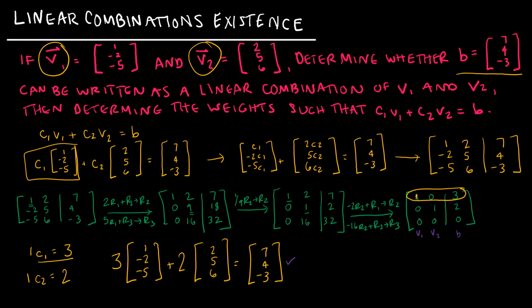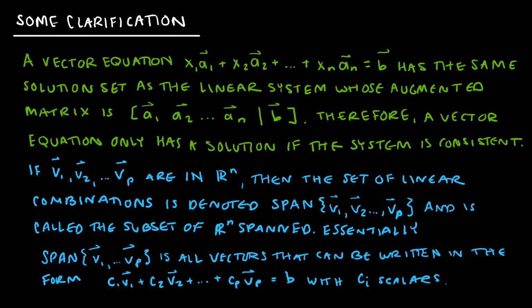So again, we've answered this question. We had to do a little bit more work because we couldn't draw a picture, but we were able to answer that question and find the weights of 3 and 2. So just to drive that point home, or maybe beat a dead horse, just to clarify, a vector equation, which is our vectors multiplied by some scalars, the sum of all of those vectors multiplied by their scalars, has the same solution set as a linear system whose augmented matrix is A1, A2, A3, etc.